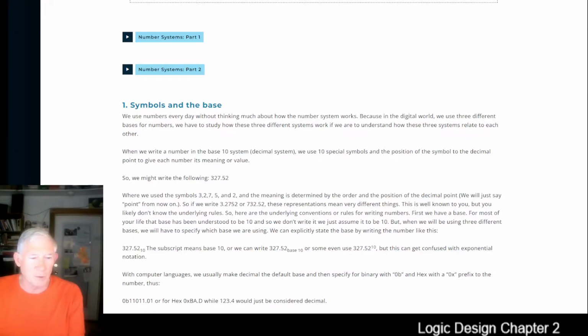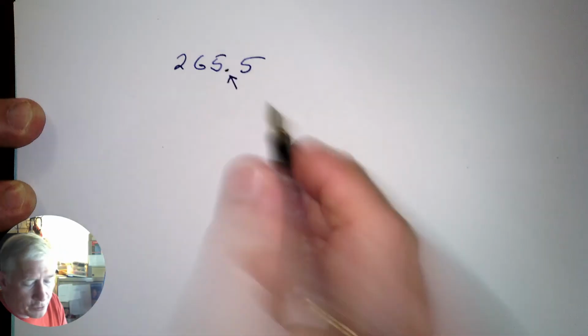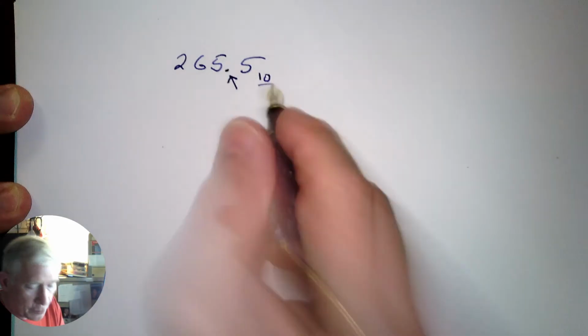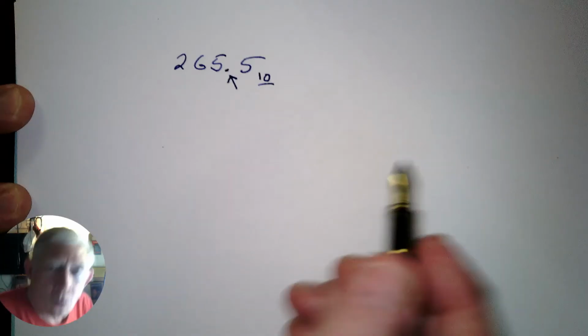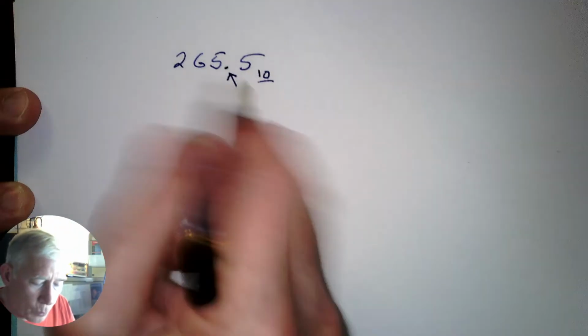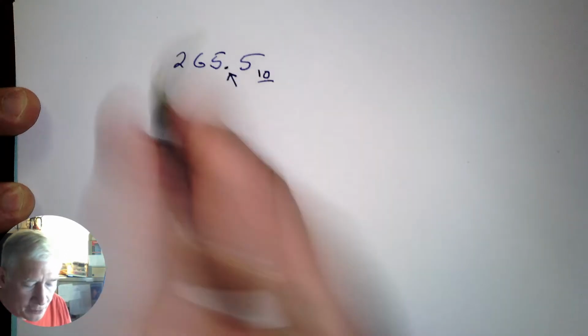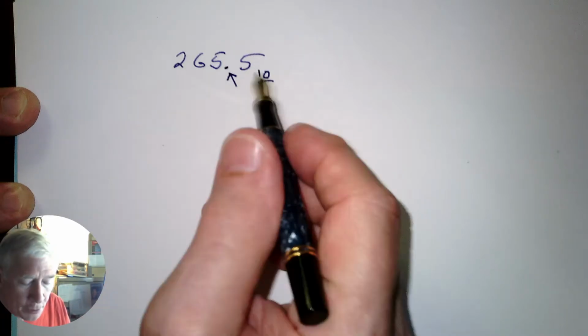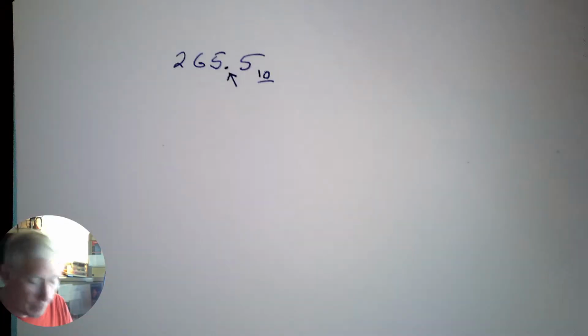So I'm going to work over here for a second. If we have a number like 265.5, first off, we call this the decimal point. We call this the decimal point because this is a decimal number, and sometimes we'll write the base out here. It's base 10. Now, what that means is that we use the base of 10 to represent what this number actually means. You know this instinctively. You don't have to think about it. You kind of understand it.